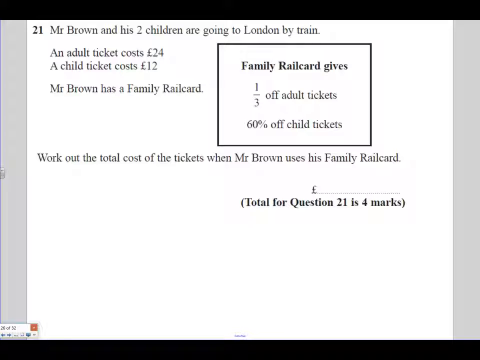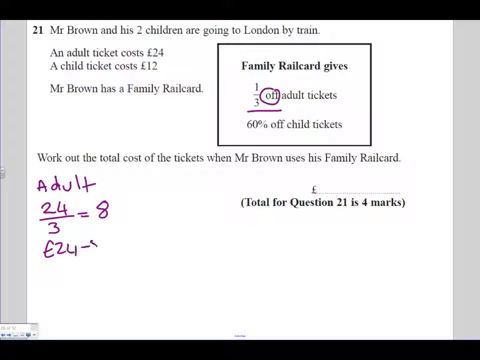Okay, so let's do the adult first. For the adult ticket, it's normally £24. However, we get 1/3 off. So to work out 1/3 of 24, divide it by 3. So 24 divided by 3 is 8. So it's 1/3 off it. So £24, take away 8, means the adult ticket that he's going to buy is £16.